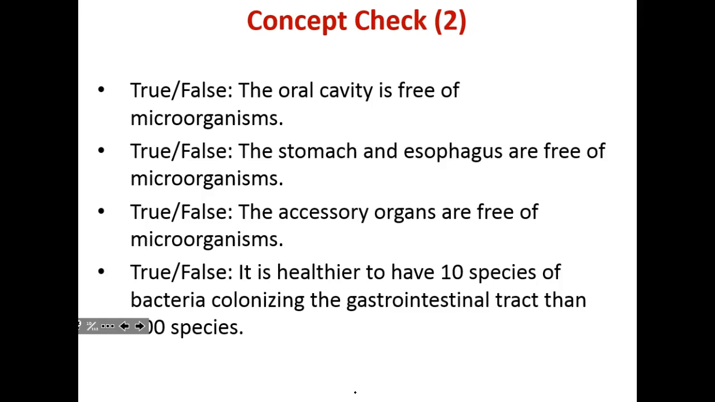All right, the oral cavity is free of microorganisms. True, false? The stomach and esophagus are free of microorganisms. The accessory organs are free of microorganisms. It is healthier to have 10 species of bacteria colonizing the gastrointestinal tract than 100 species. False.